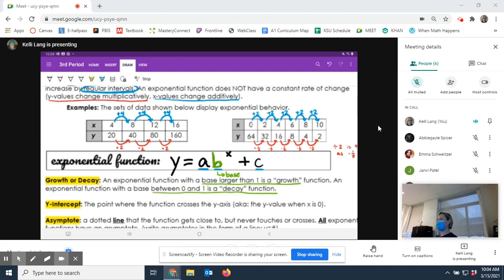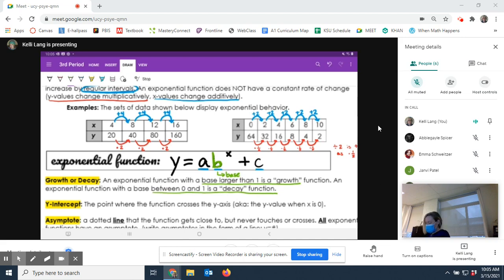Okay, so it could be a fraction, it could be a decimal, but it has to be somewhere between 0 and 1. We don't have to worry about negatives. Your base will never be negative, at least not at this level of algebra. So we're just looking to see whether our base is a fraction that's smaller than 1 or if it's bigger than 1. Okay, so that's growth or decay.